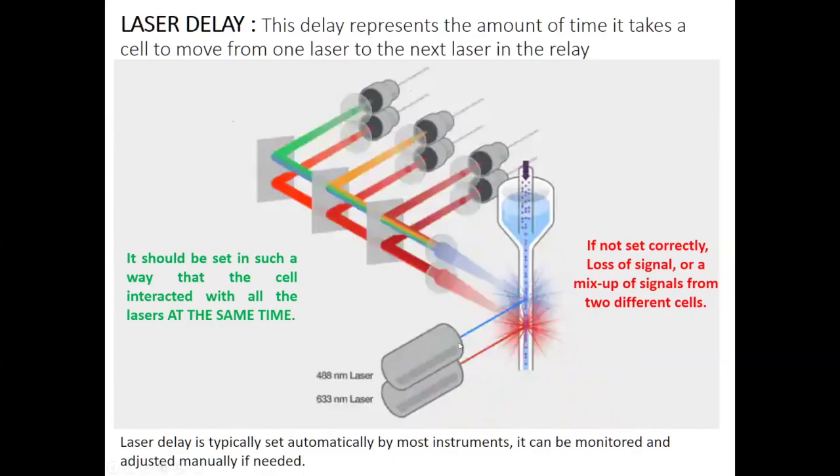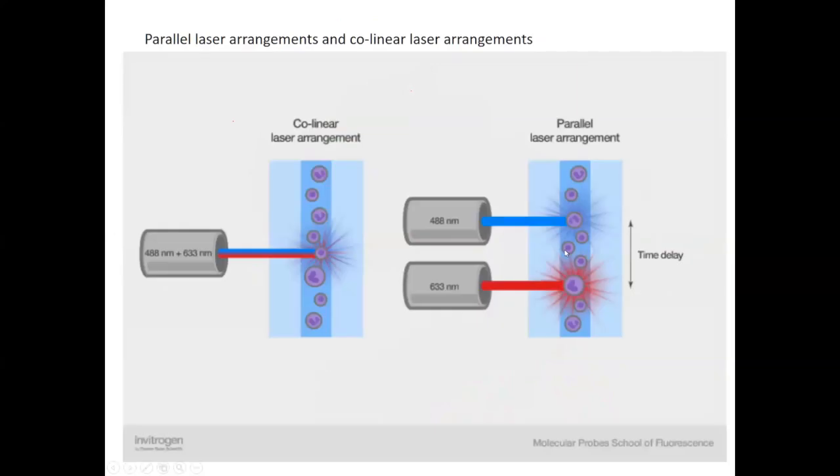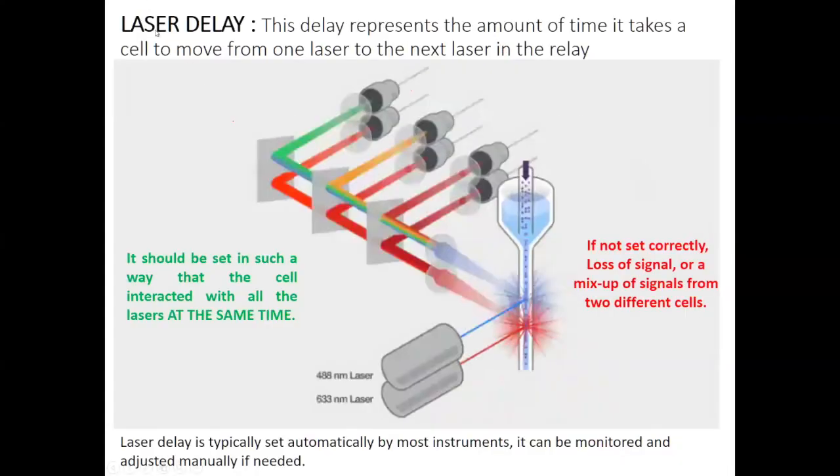And this loss, or they make a correction in a parallel laser arrangement in such a way that they reduce this time delay and make sure that even in a parallel laser arrangement, the signals from the fluorochromes of blue and red are captured at the same time. They make a correction. That correction is called laser delay. This laser delay represents the amount of time it takes a cell to move from one laser to the next laser in the relay. And the laser delay should be corrected in such a way that the cell interacted with all the lasers at the same time.